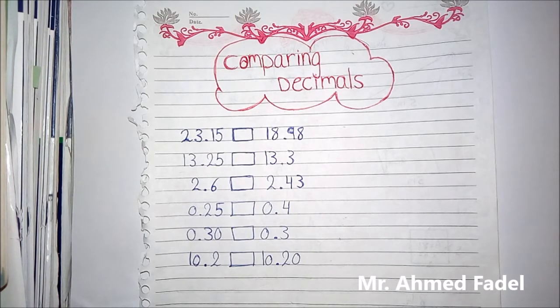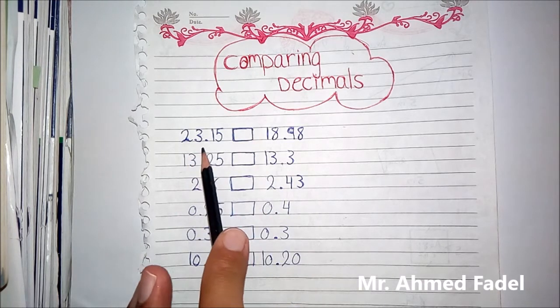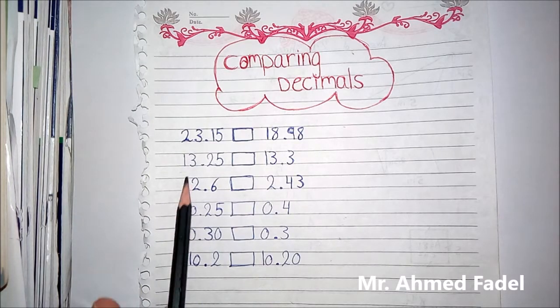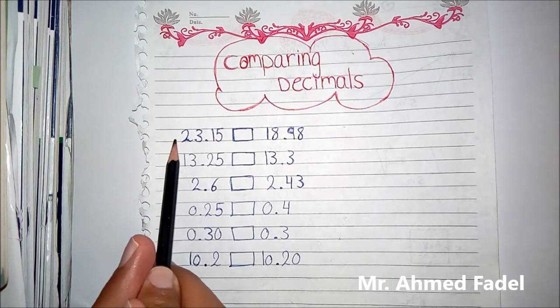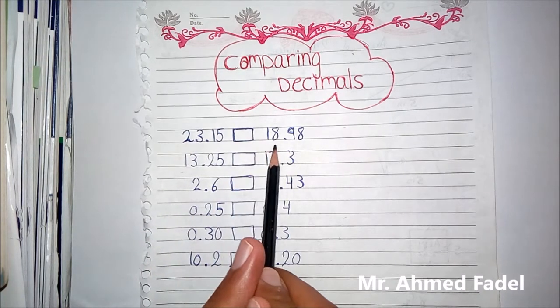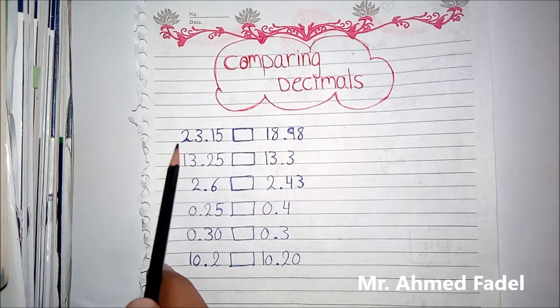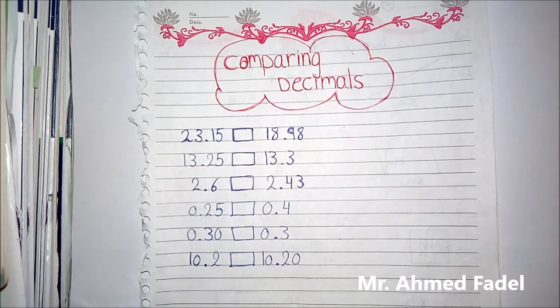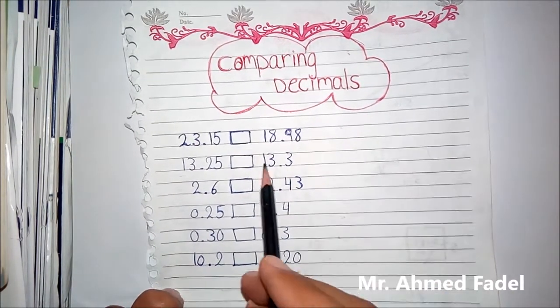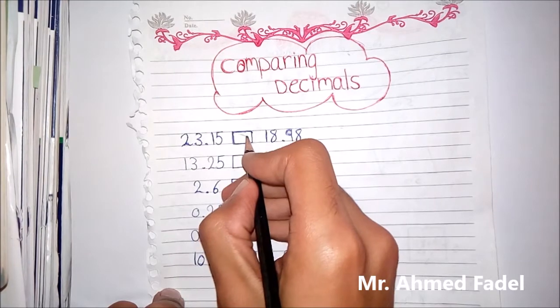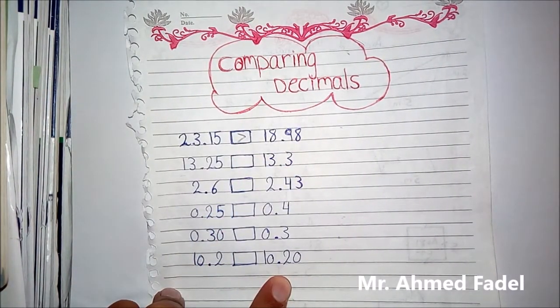In order to compare decimals, you need to look first at the left side of the number, which means all the digits before the decimal point. So here, I'm going to compare first the digits before the decimal point with the digits before the decimal point in the other number. What's the number here before the decimal point? Yes, it's 23. And the number here before the decimal point is 18. Which one is greater? This is greater.